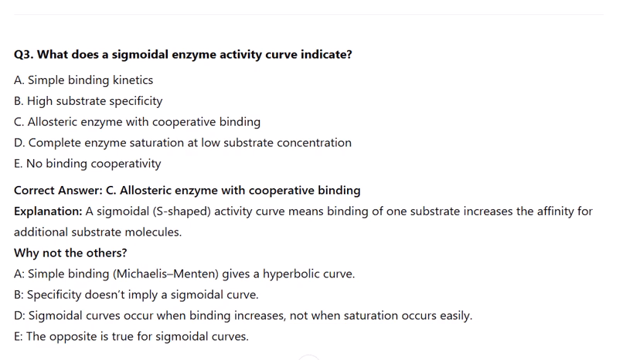Explanation. A sigmoidal S-shaped activity curve means binding of one substrate increases the affinity for additional substrate molecules. Why not the others? A. Simple binding, Michaelis-Menten, gives a hyperbolic curve. B. Specificity doesn't imply a sigmoidal curve. D. Sigmoidal curves occur when binding increases, not when saturation occurs easily. E. The opposite is true for sigmoidal curves.